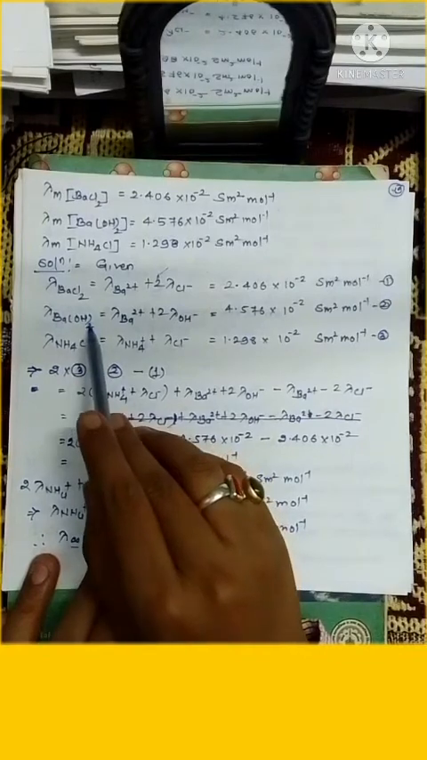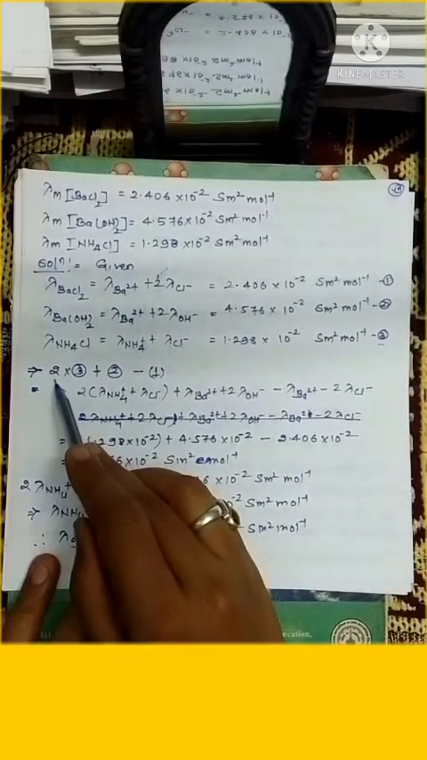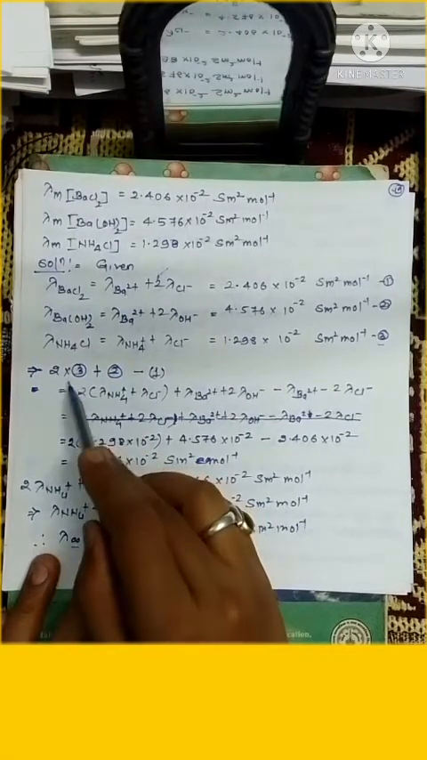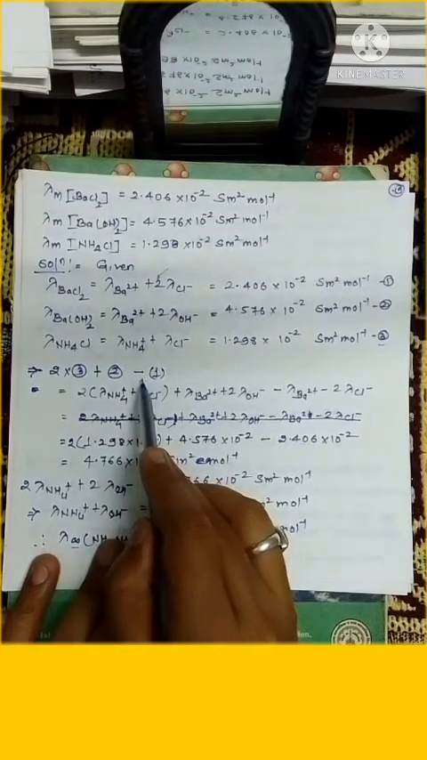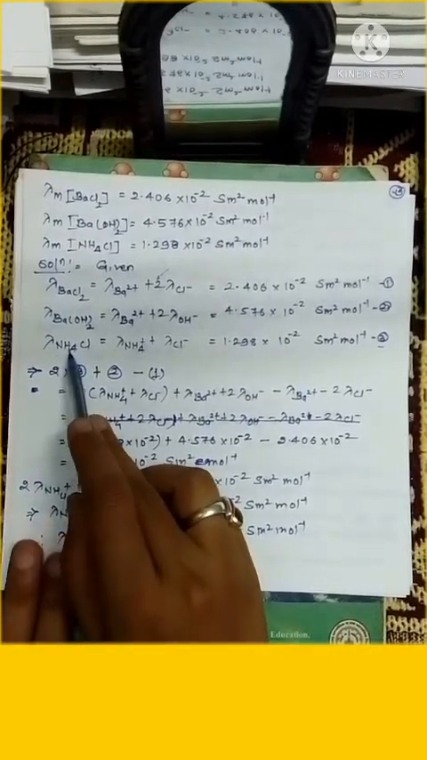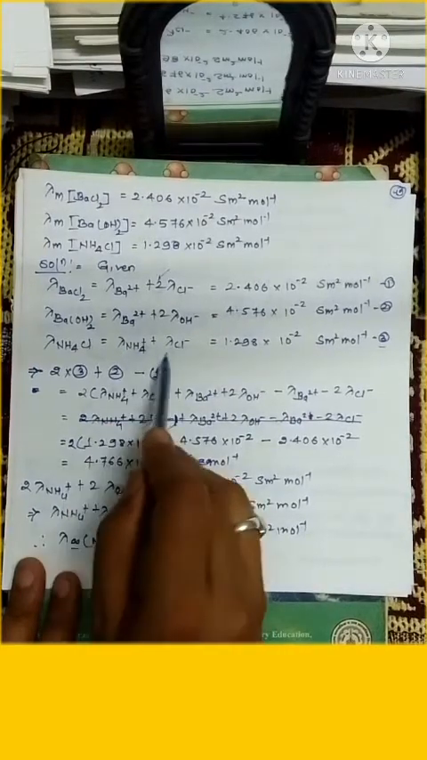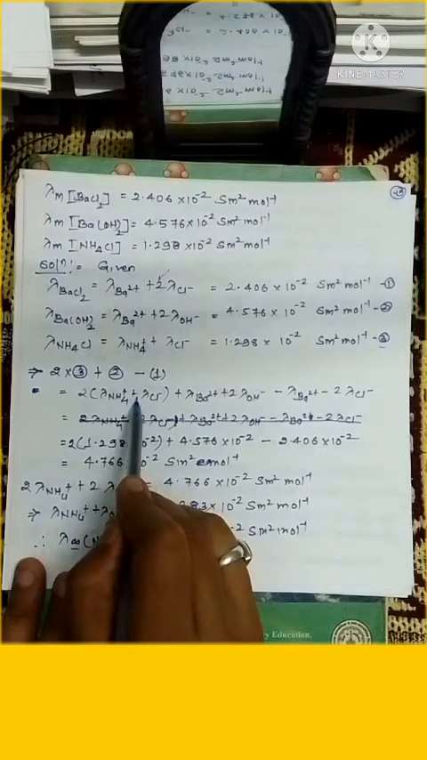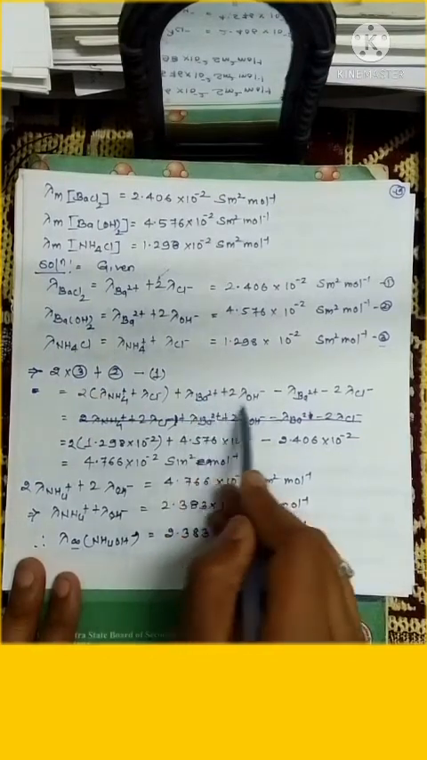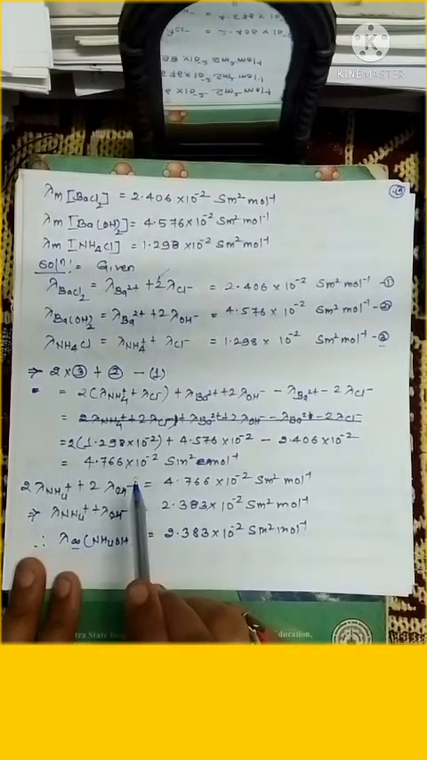Now multiply equation number 3 with a 2, then add equation number 2 into equation number 3, and after that subtract equation number 1. So first we are going to multiply equation number 3 with a 2, which is written like this. The right hand side of the equation is written like this. So 2 multiplied by lambda NH4 plus lambda Cl minus, plus equation number 2, which is written here. Now subtract equation number 1 from them. So just see what is going to happen.